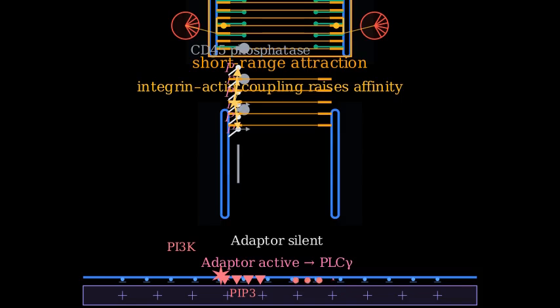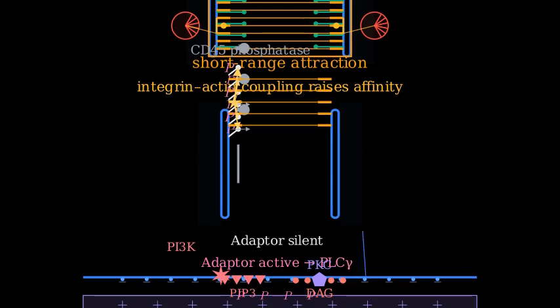PI(3,4,5)P3. Next, PLC produces DAG. PKC binds and phosphorylates MARCKS, further unbinding it. Finally, actin bundles push a protrusion, while myosin 10 motors carry integrins to the tip.